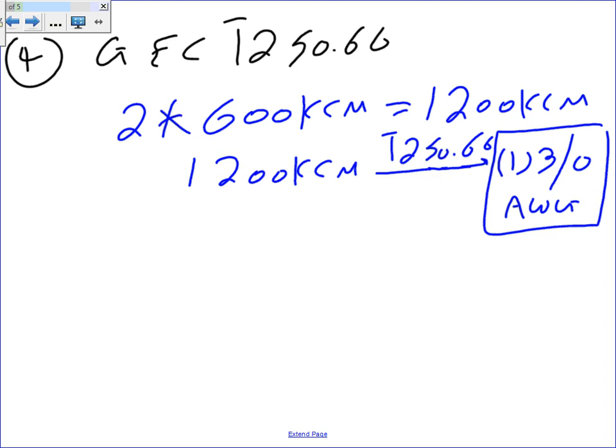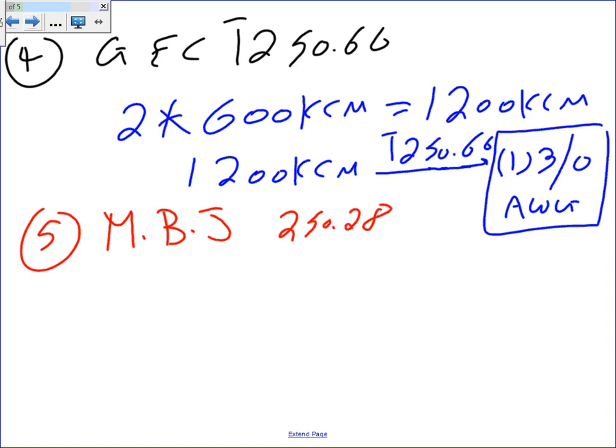The last one, number 5, is the main bonding jumper. This is from 250.28 and table 250.66. If you guys go to 250.28, if you go, I'm sorry, Jackson, did we do anything wrong? No. Okay. You guys are keeping us on our toes here.